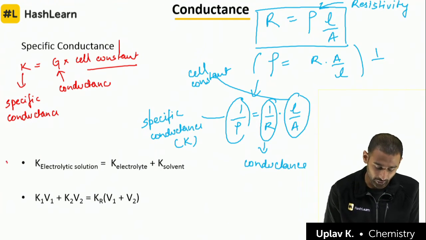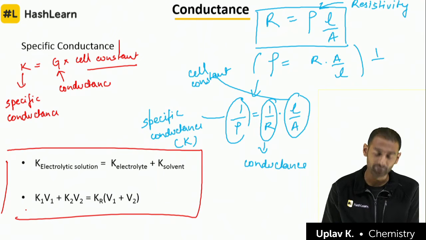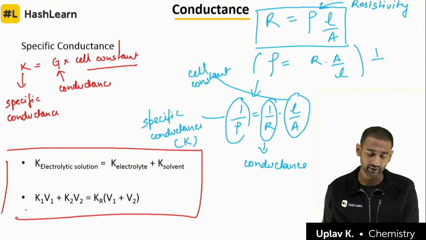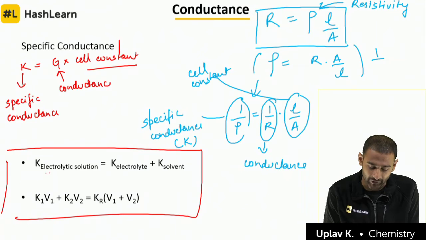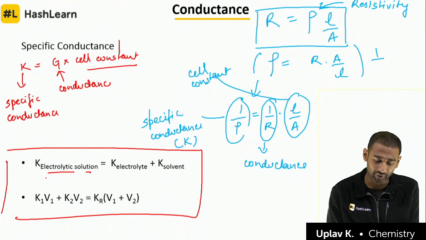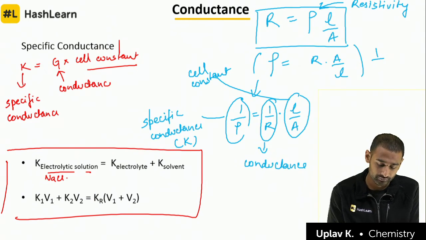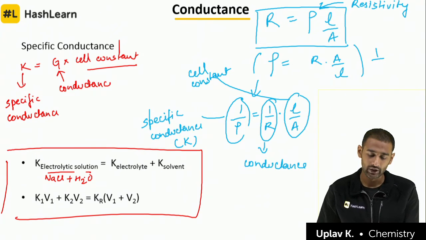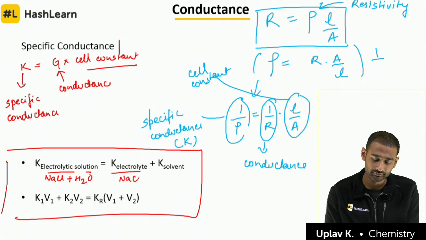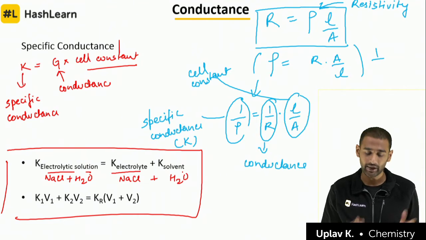Now see, there are a couple of expressions which you might find useful for solving a numerical. It's a very simple thing. K of an electrolytic solution: suppose I am talking about NaCl in water, so I can say that the conductivity of NaCl plus H2O will be equal to the conductivity of the electrolyte, that is NaCl, plus the conductivity of water. So basically a simple addition is happening here.